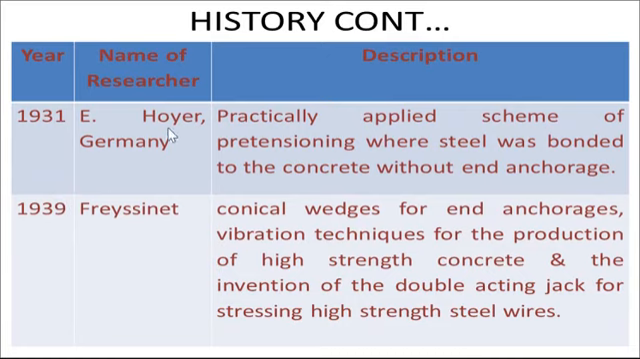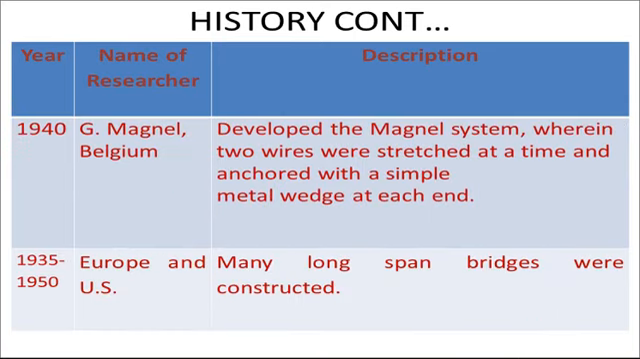In 1931, Hoyer gives the system, that is the pre-tensioning system. Then again Freyssinet, in 1939, gives the conical wedge for end anchorage, the vibration technique for the production of high strength concrete, and the invention of the double acting jack for stressing high strength steel wires. This is the real work done by Freyssinet. Then Magnel also developed the Magnel system, in which two wires were stretched at a time and anchored with a simple metal wedge at the end.